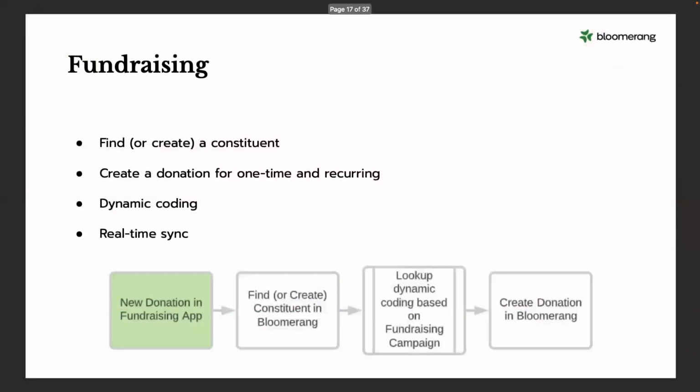So a Zapier-enabled integration between a fundraising app and Bloomerang supports a real-time sync of donors and donations into Bloomerang. And this can be both one-time and recurring donations. This sync from a fundraising app to Bloomerang can be as simple or as complex as you'd like it to be based on your organization's use case. So in addition to finding or creating the constituent in Bloomerang, if an existing one isn't found, integrations with a fundraising app can typically dynamically code the fund, campaign, and appeal in Bloomerang based off of the fundraising campaign before then creating the donation in Bloomerang.